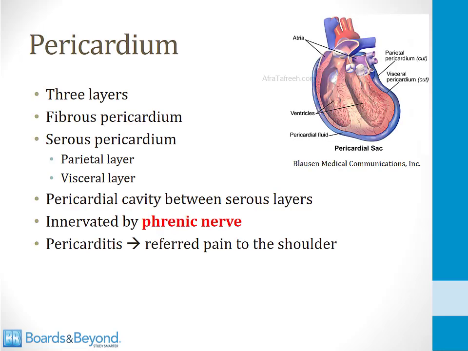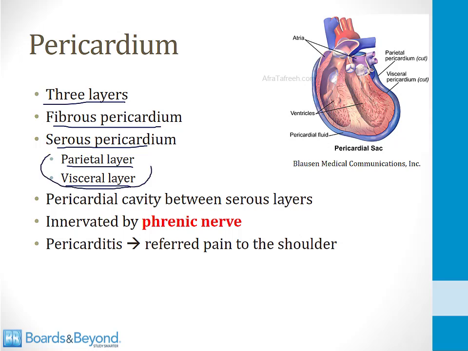The pericardium is the sac that surrounds the heart inside the chest, and it's made up of three layers. The outermost layer is called the fibrous pericardium. The inner two layers are collectively called the serous pericardium. The serous pericardium has two sublayers. One's called the parietal layer and one's called the visceral layer. The visceral layer is what surrounds the heart.